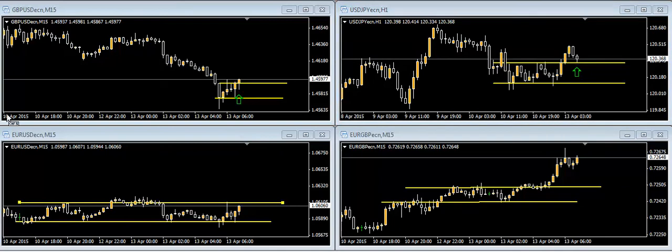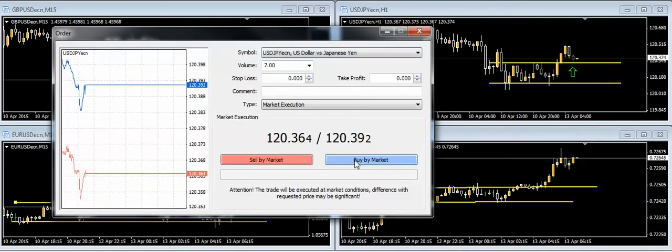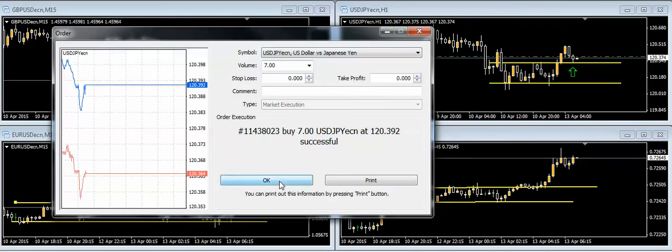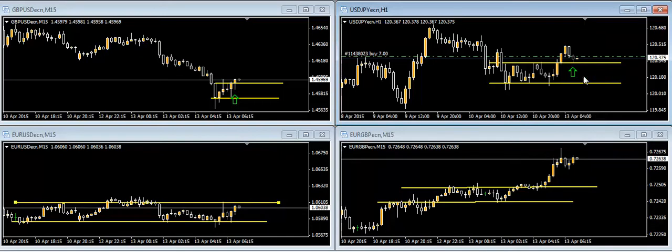So let's see. We're going to go into the market with say 7 lots. We're going to buy, with our stop loss just 20 pips below. So we're going to go 120.19.